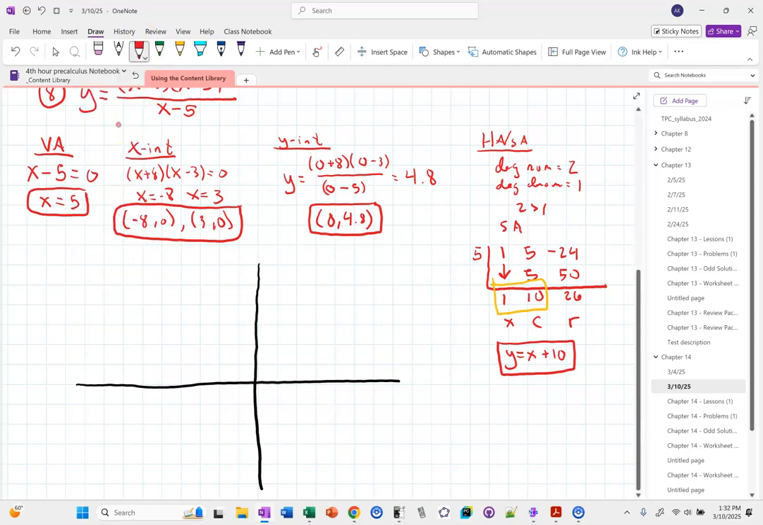So I have the vertical asymptote at x equals 5. 1, 2, 3, 4, 5. So we draw the vertical asymptote with a dashed line. We have x-intercepts at (-8, 0) and (3, 0). There's (3, 0). 1, 2, 3, 4, 5, 6, 7, 8, (-8, 0). We have (0, 4.8), so just a hair under 5. And then we have this slant asymptote at y equals x plus 10.